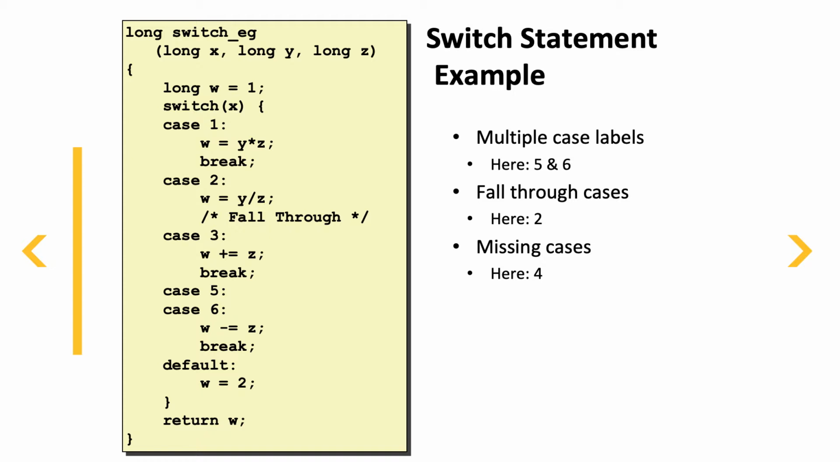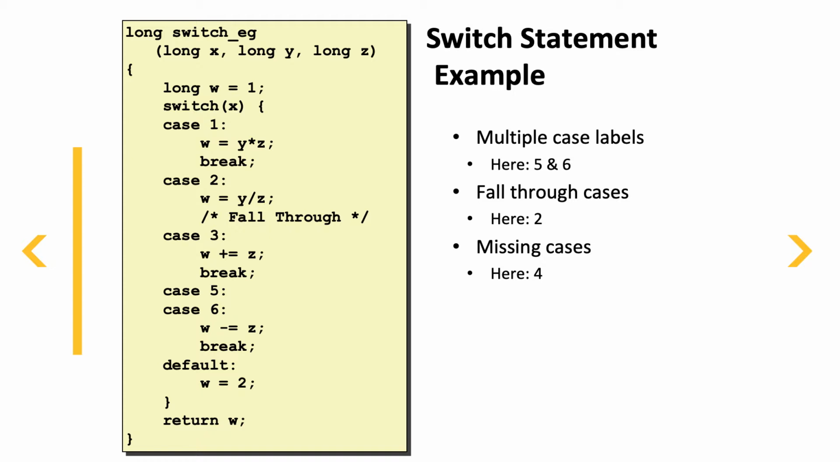And then we have our switch. We're going to switch on X. In case 1, we'll set W equal to Y times Z, then we'll break, so we'll just get out of the switch. In case 2, we'll set W to Y divided by Z, but then we're going to fall through. Notice we have no break there, so we just fall through and keep on executing right through case 3.